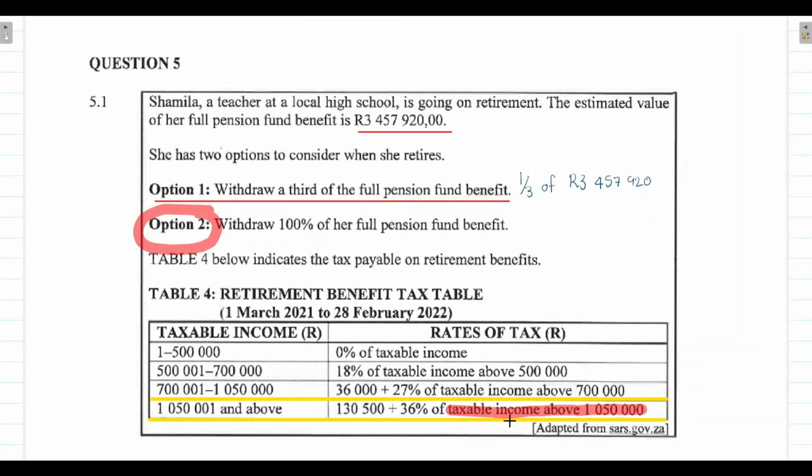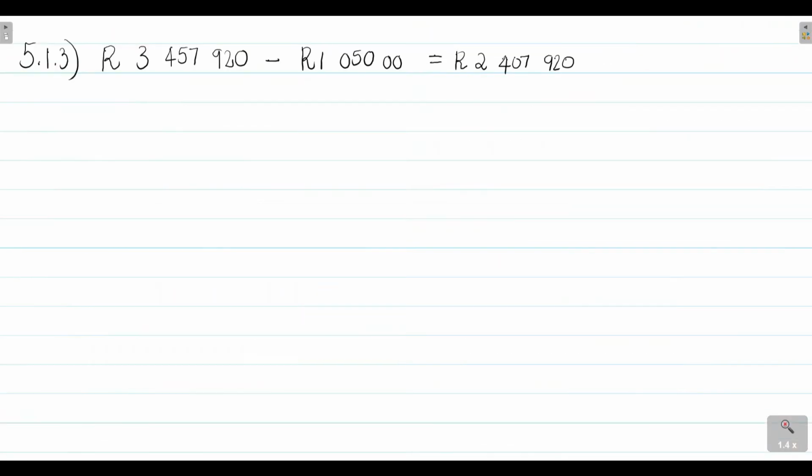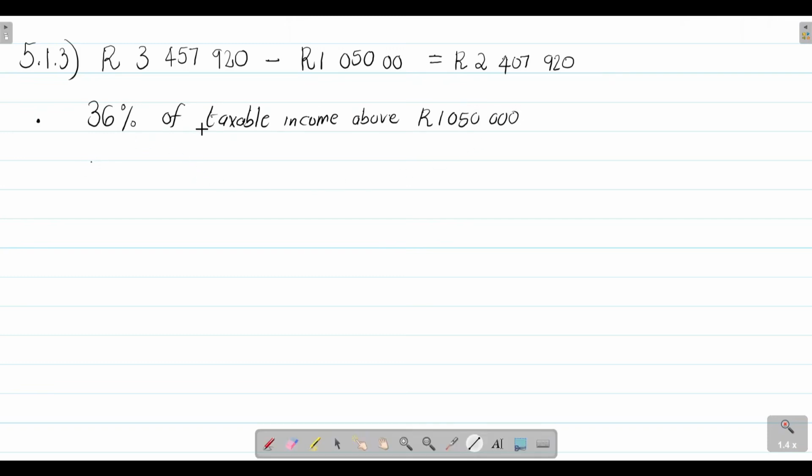We still need to get 36% of that taxable income that is above 1,050,000. So literally, we do what the sentence tells us to do: 36% of the taxable income above 1,050,000. We calculated that the taxable income that is above 1,050,000 is equal to 2,407,920.